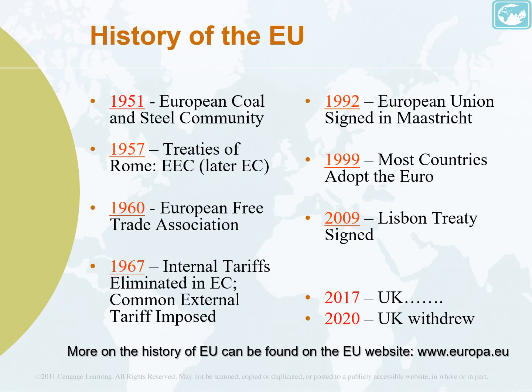How did it start? In 1951, the European Coal and Steel Community was first established. In 1957, the Treaties of Rome formed the European Economic Community, later called the European Community. Then in 1960, the European Free Trade Association was established. In 1967, internal tariffs were eliminated in European countries and common external tariffs imposed. In 1992, they signed the Maastricht Treaty and formed the European Union. In 1999, most countries in the European Union adopted the Eurozone.